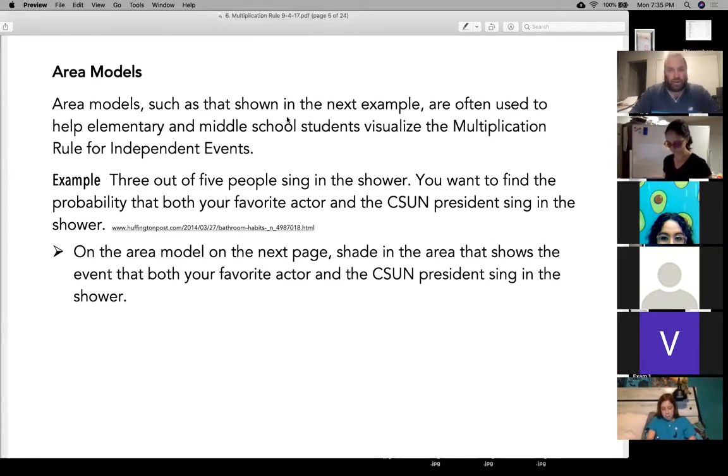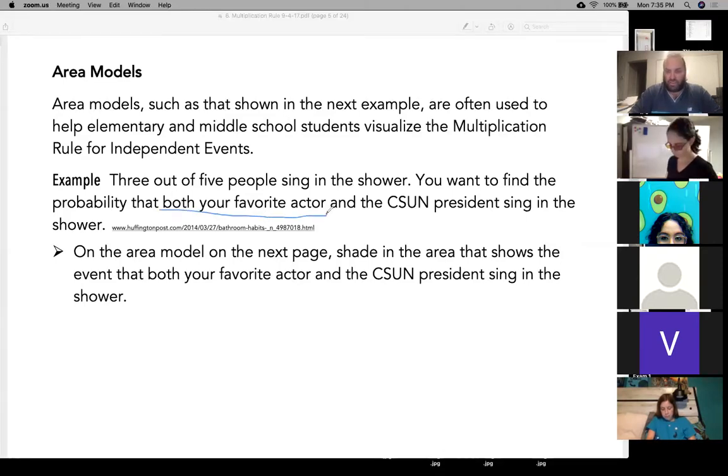If I call A your favorite actor singing in the shower, and B the Sesame president singing in the shower, then what we're looking for is the probability that both sing in the shower, that is, A and B. Well, because they're independent, this is just the probability of A times the probability of B. Now, what is the probability that your favorite actor sings in the shower?